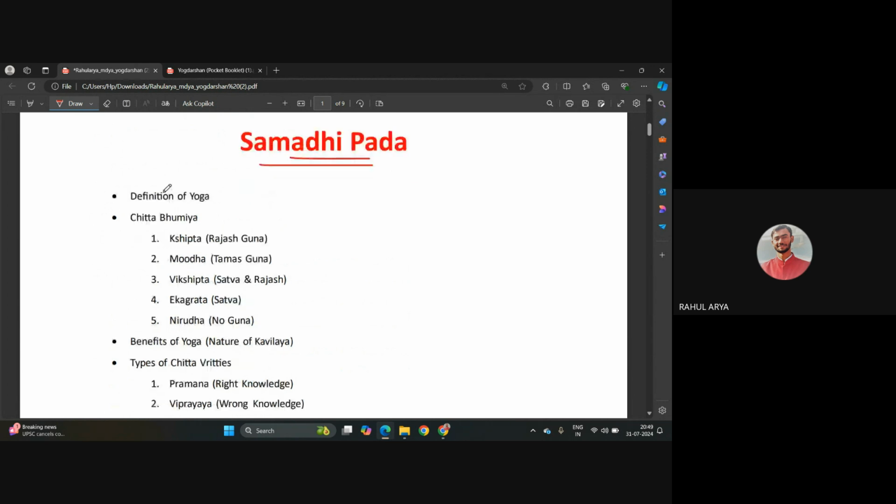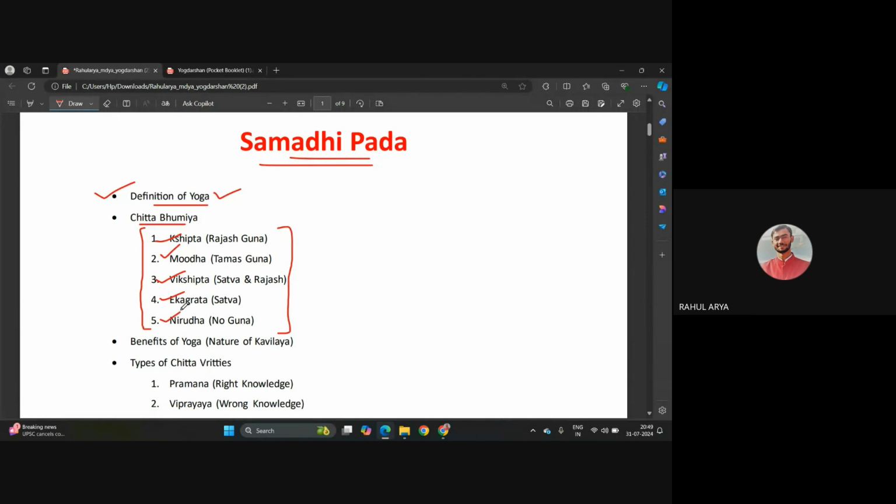Samadhi Pada. Here you will get the definition of yoga: Yoga Chitta Vritti Nirodha. The types of Chitta Bhumi are not described in the main sutras. They are described in the Vyasa Bhasya: Chitta, Muda, Vikshipta, Ekagra, Niruddha. That's why without reading the Vyasa Bhasya, Yogdarshan is incomplete.